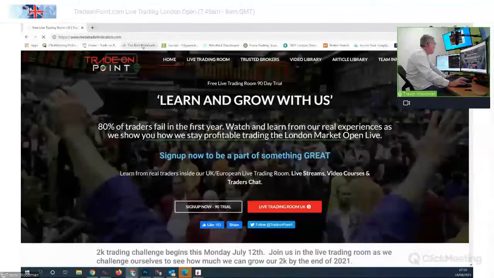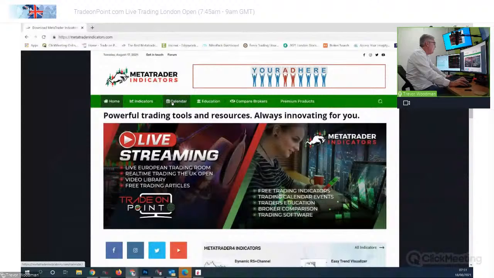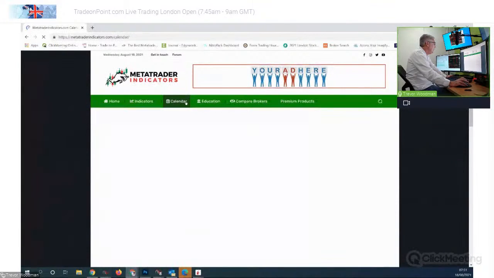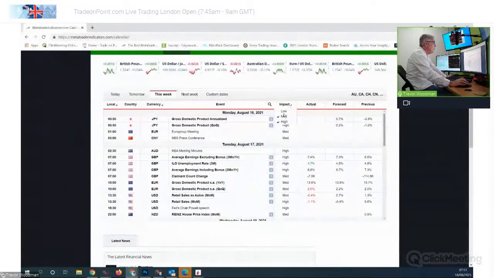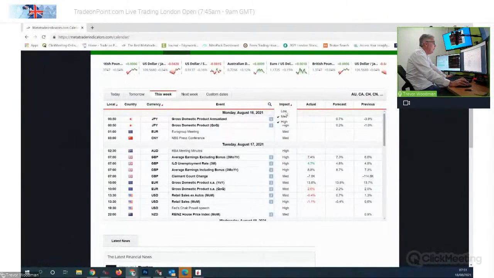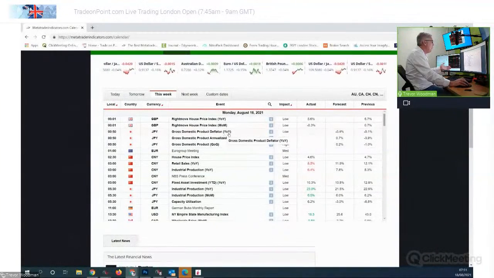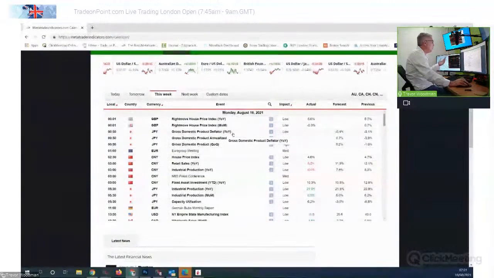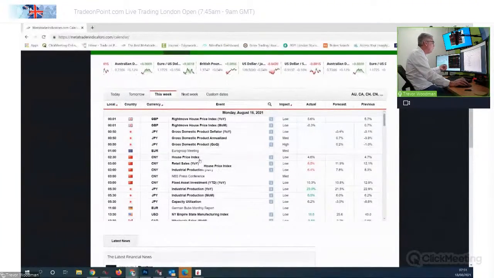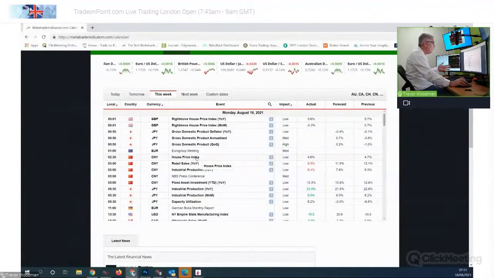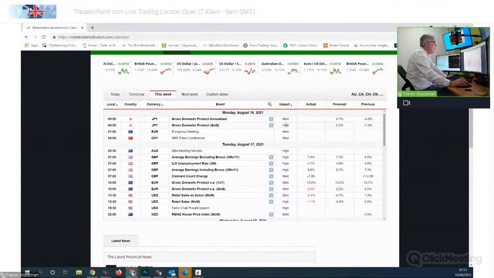But what I want to take you to today is MetaTrader indicators. Now, MetaTrader indicators has a calendar. It's the third tab across. And what I do is I filter my news to only display medium and high impact. I can display low impact, but the issue is I don't really care about the GDP deflator on Japanese yen. You know, I don't really care about the house price index in China. With no disrespect to China, it's just not going to impact the news that much. So I leave it on medium and high.